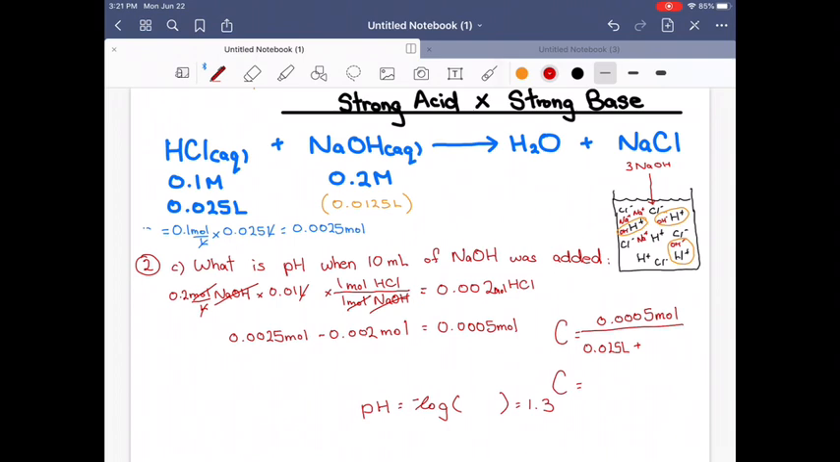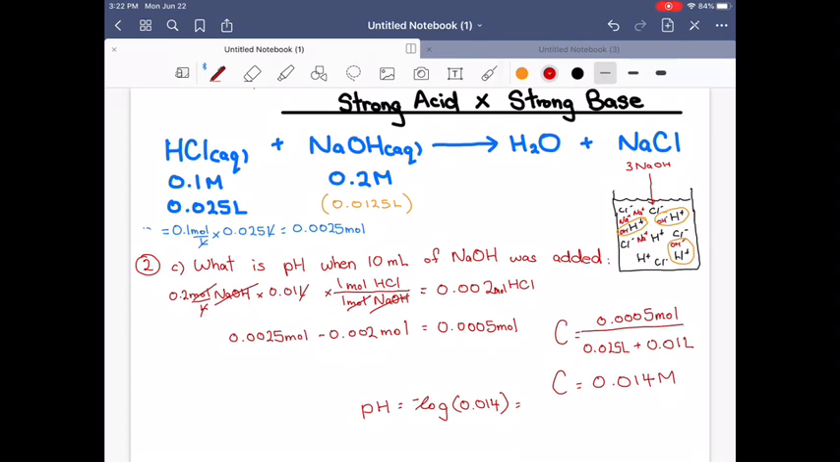What's the final volume? So I started with 0.025 liters, and I added another 0.01 liter. By doing the math, it's going to be 0.014 molar. Let me know if I'm doing the math wrong. All right, plug this number in. Oh, I forgot to raise the pH. It's no longer 1.3. So negative log of 0.014.